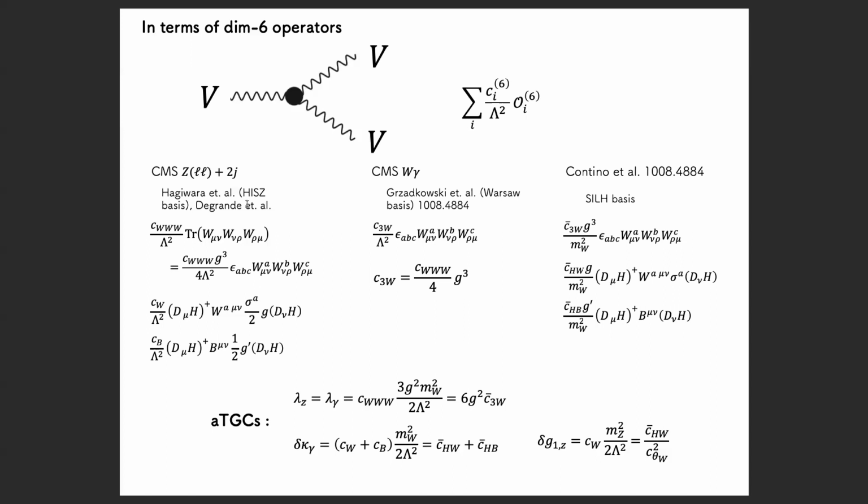And also there are operators here with the two Higgs currents and gauge boson, and these are the ones that can appear in the triple gauge coupling.